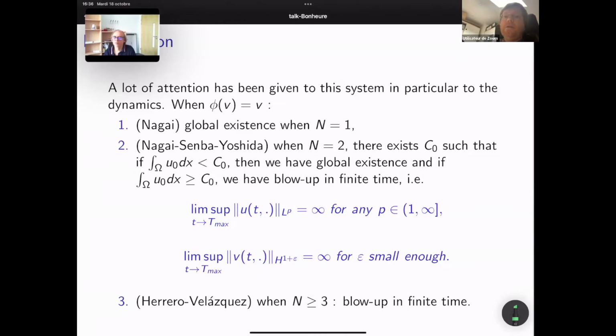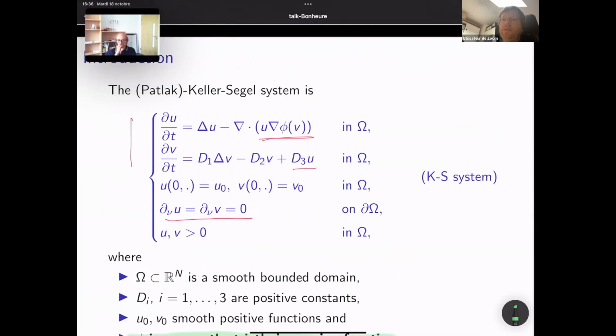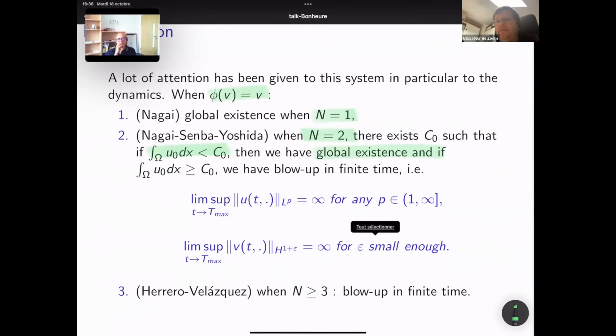To my knowledge, the dynamics has been more studied when phi of V is equal to V. The first result is due to Nagai in dimension 1; he proved global existence in time. Then Nagai, Senba, and Yoshida in dimension 2 proved that you have global existence with a smallness assumption on the initial mass of U0. Of course, I associate to my PDE these initial conditions. And they prove that you have blow-up in finite time if you are above this threshold. Then Herrero and Velázquez, in dimension bigger than 3, proved that you have blow-up in finite time.